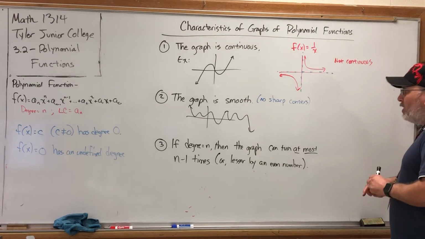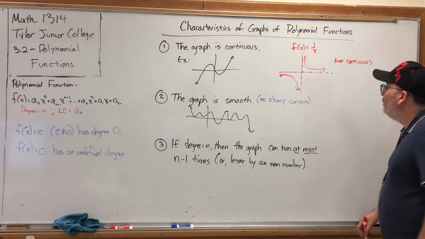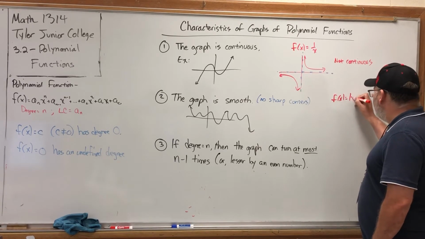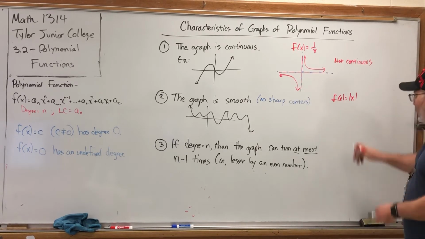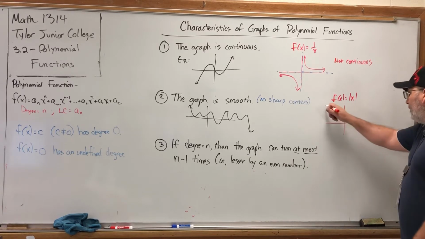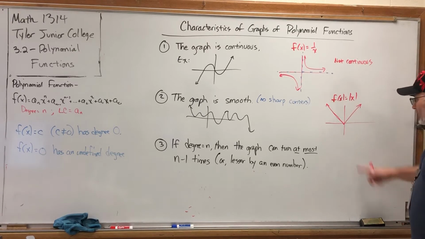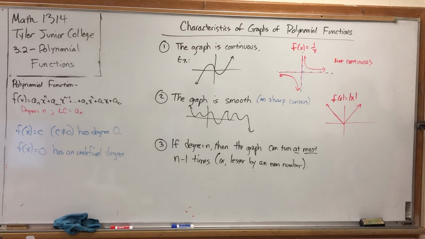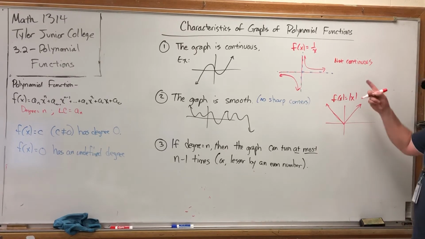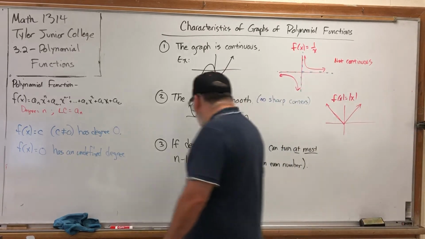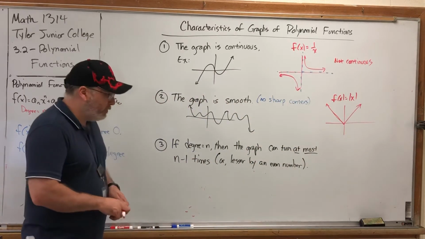Now, do we know a graph that is not smooth? Yes. The graph of f of x equals the absolute value of x was a v. It's smooth almost everywhere except the corner. So the graphs of polynomial functions will not have sharp corners. So no breaks, no sharp corners. And this last one is about how many times it can turn.